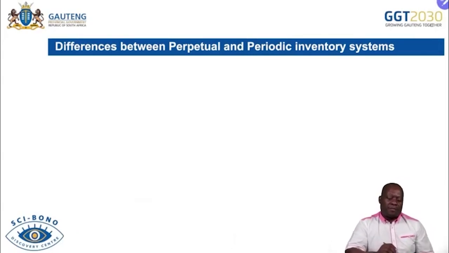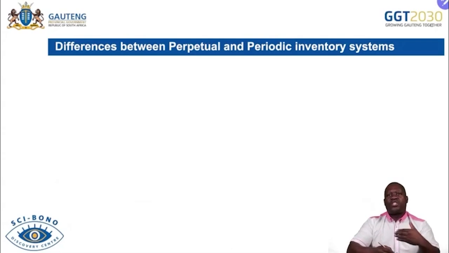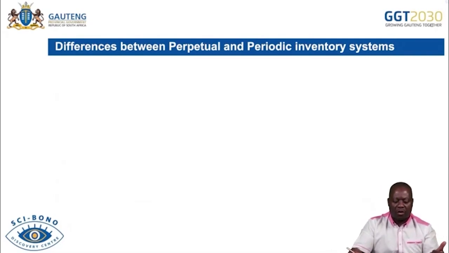Now, let's also look into the periodic inventory system. On this system, there is no continuous update of records as there is movement of stock. The value of the stock on hand can only be ascertained at the end of the period when we have done a physical stock count, and then we can find the value of the goods that we have in stock.